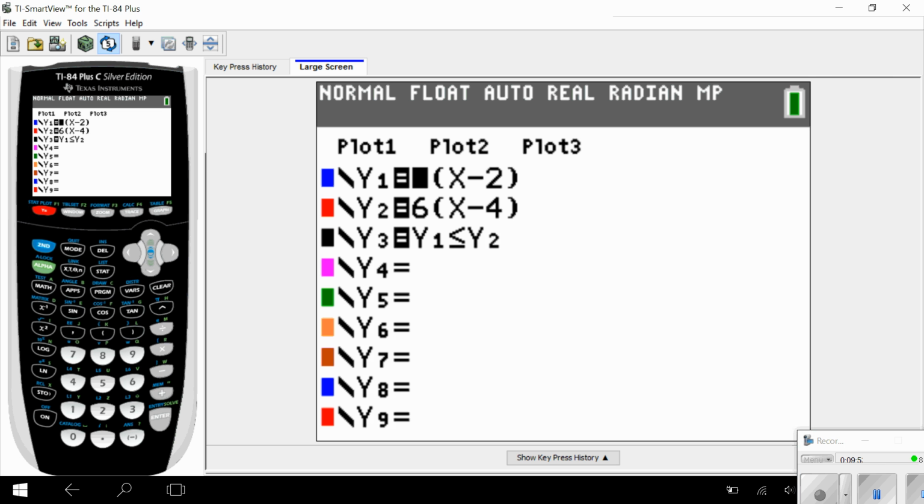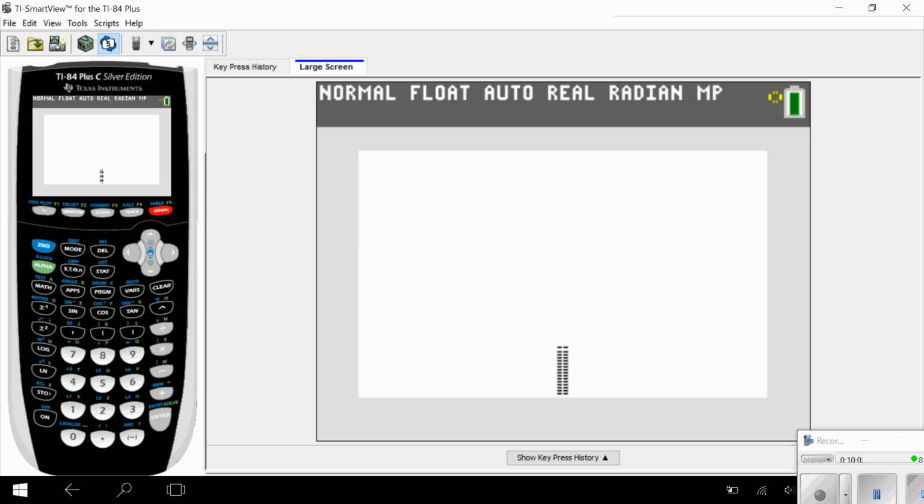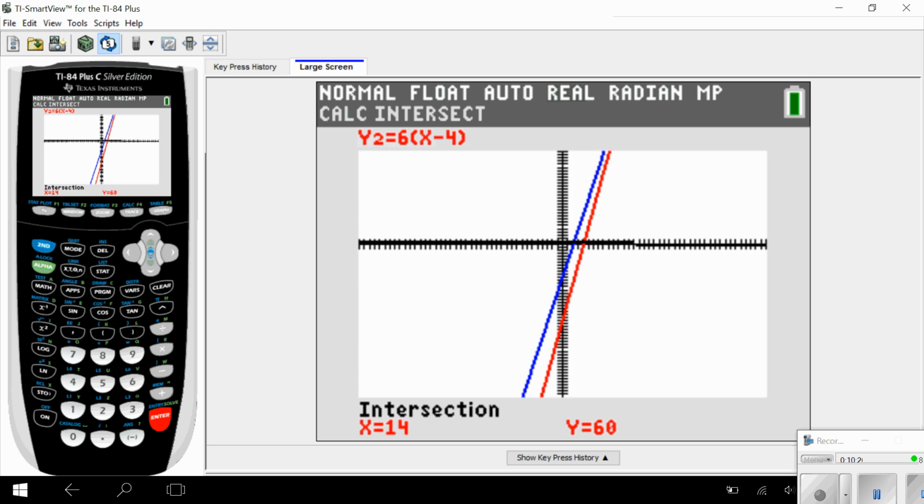I'm going to go ahead and use the example that we just did, but instead I'm going to change my inequality to be greater than. And let's look at it. So y1, y2, here comes y3. So once again we hit second, trace 5, enter 3 times. We get 14. You hit the down arrow.